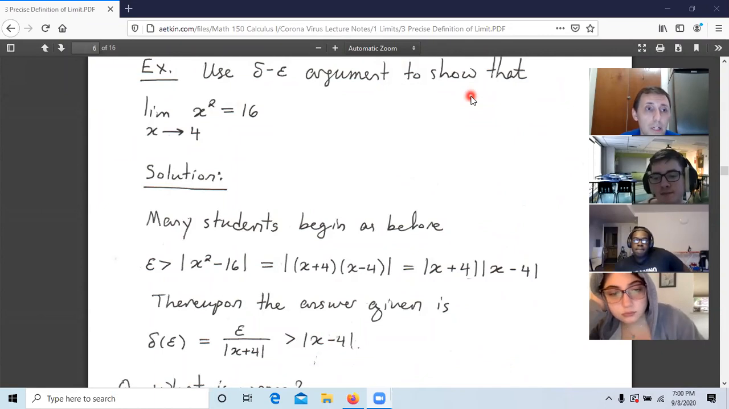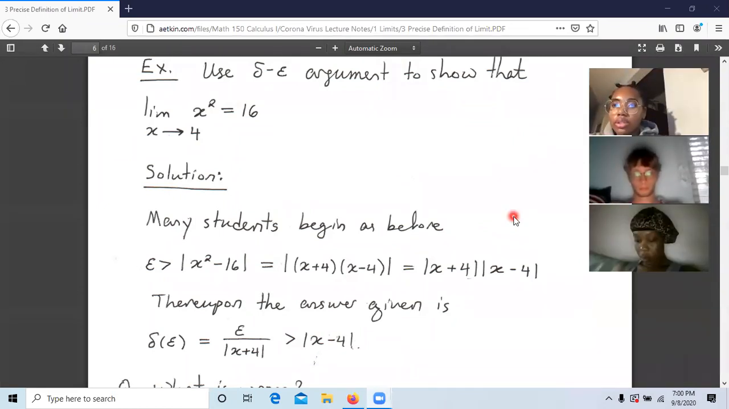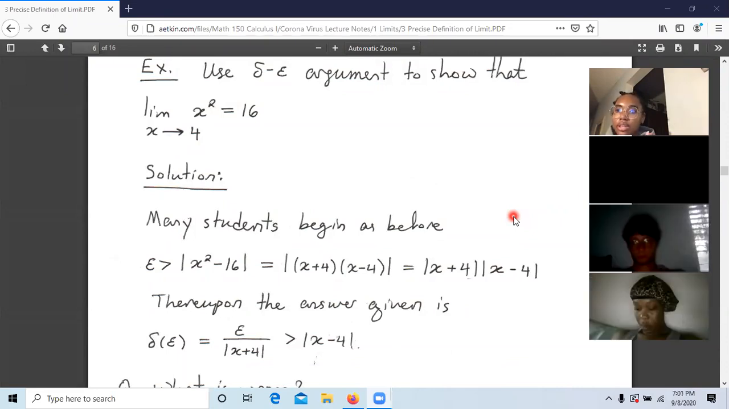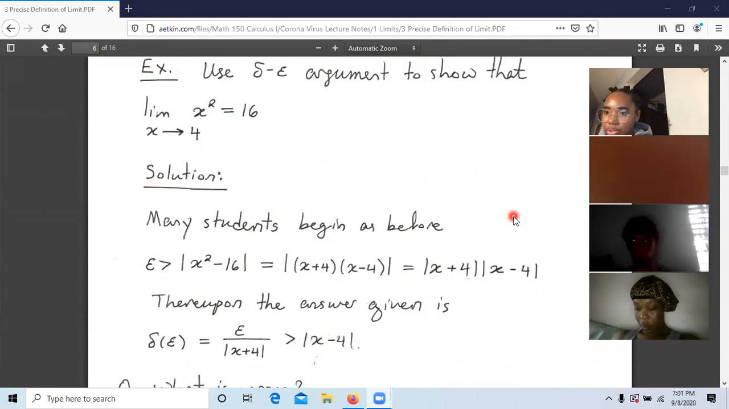Okay, so we all agree that it's a perfectly correct solution. Wait, I have a question, real quick. Go ahead. So when it comes to epsilon over absolute x plus 4, does it mean that it's the singular answer, or does x minus 4 absolute value have to be also in the equation?